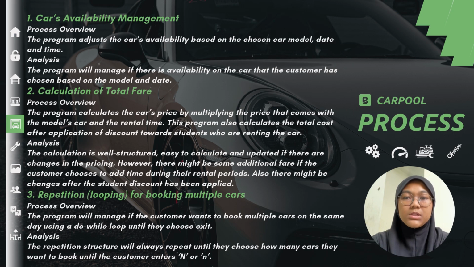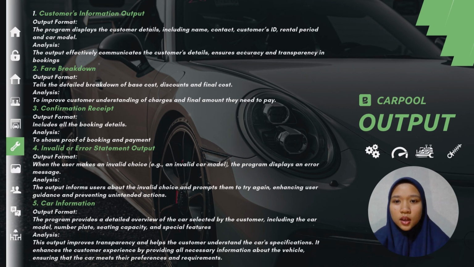Also, there might be changes after the student discount has been applied. The third process is repetition looping for booking multiple cars. The program will manage if the customer wants to book multiple cars on the same day using a do-while loop until they choose exit. The repetition structure will always repeat until the customer enters N.